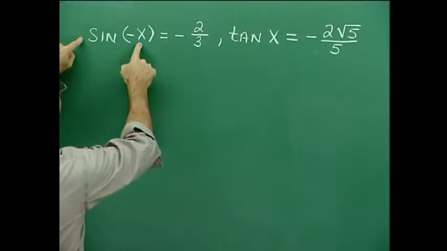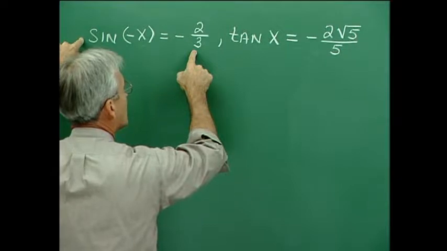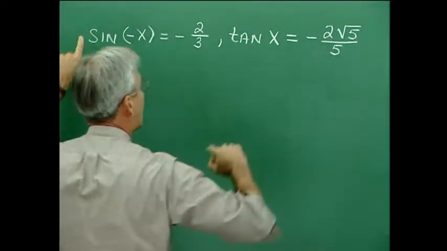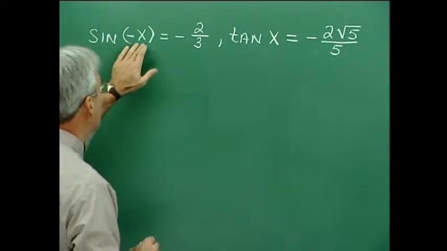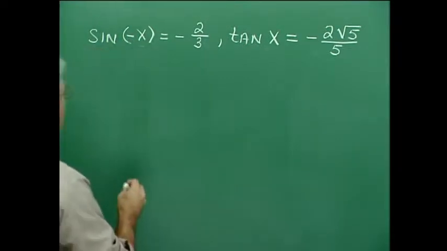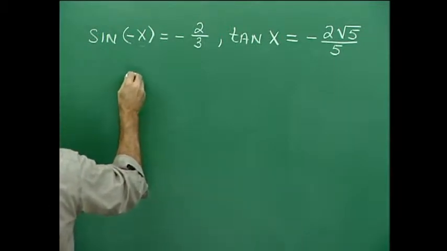We have the sine of negative x is equal to negative 2/3, and the tangent of x is equal to this fraction. Well, it seems like we're given an awful lot of information here, but the first thing I want to start with is this notion of sine of negative x. Now, we talked about this in the past, but I want to make sure we have a good understanding of it.